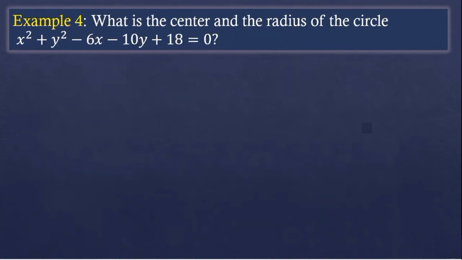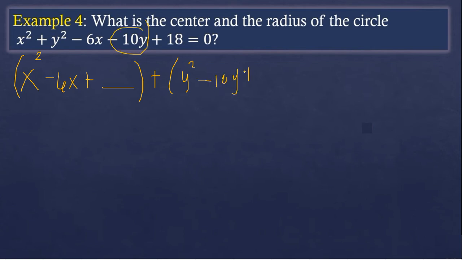Okay, number 4. What is the center and the radius of the circle x squared plus y squared minus 6x minus 10y plus 18 is equal to 0? Again, completing the square. So this is x squared minus 6x, and dapat po palaging plus po yan. Okay, next po is y squared, ang kasama niya is negative 10y plus. Next, yung 18 natin, labas natin yan. Magiging negative 18.